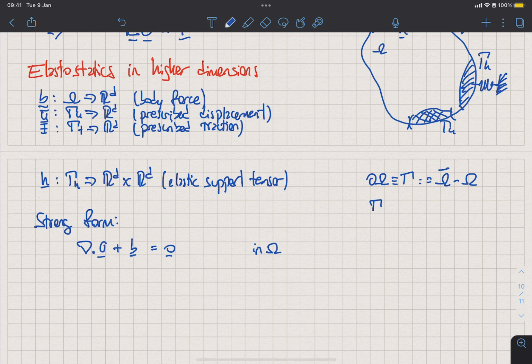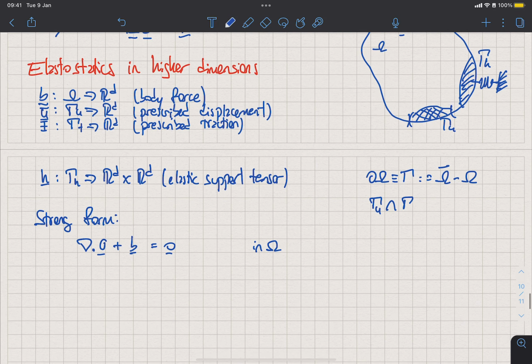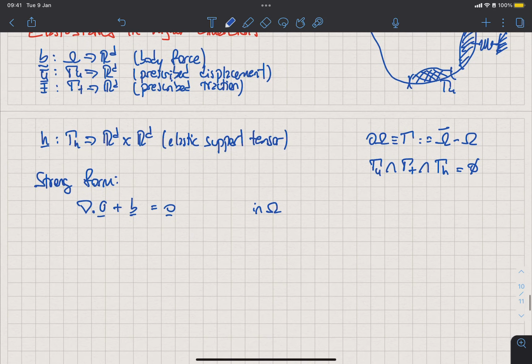And then this boundary can be, it's not overlapping, so gamma u, gamma t, gamma h intersection is equal to the empty set. Those are standard definitions. You see them all the time when you're reading papers because this is a mathematically correct way to define this. Now, what are our boundary conditions?